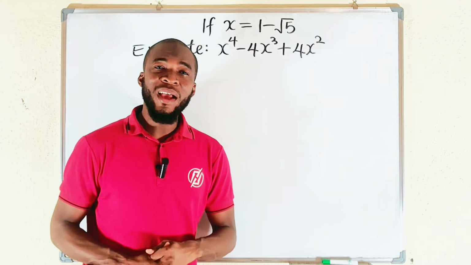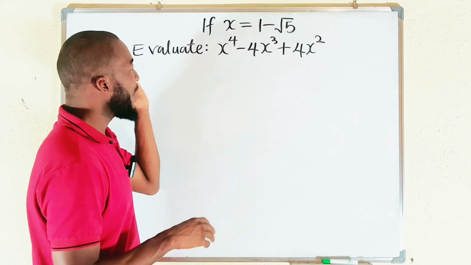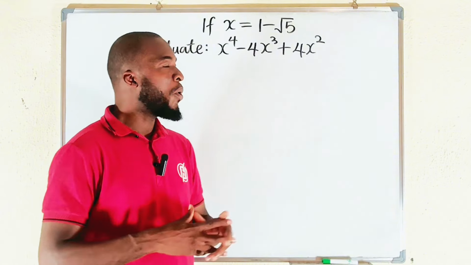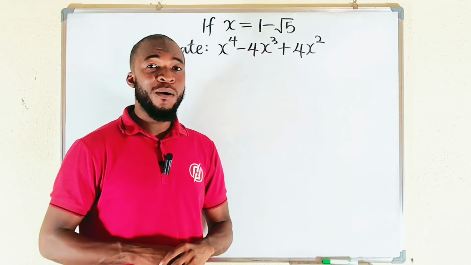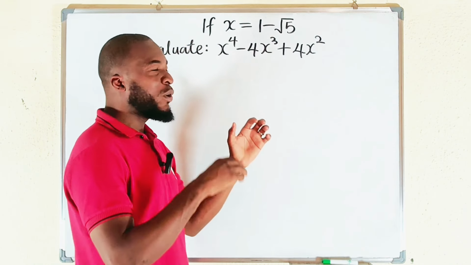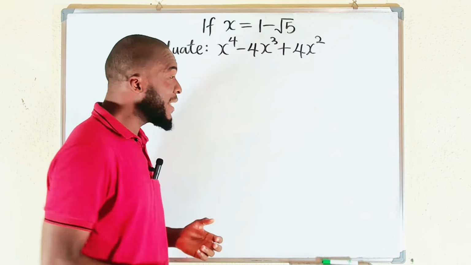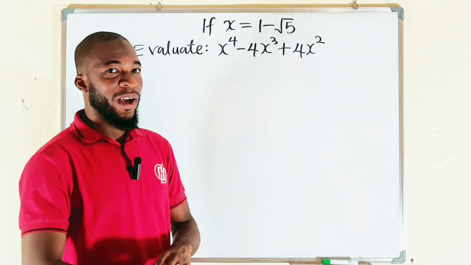We are given that if x is equal to 1 minus the square root of 5, then we are asked to evaluate x to the power of 4 minus 4x to the power of 3 plus 4x to the power of 2. How should we tackle this problem? Are we to substitute the value of x directly? Wherever we have x, replace it with 1 minus square root of 5?